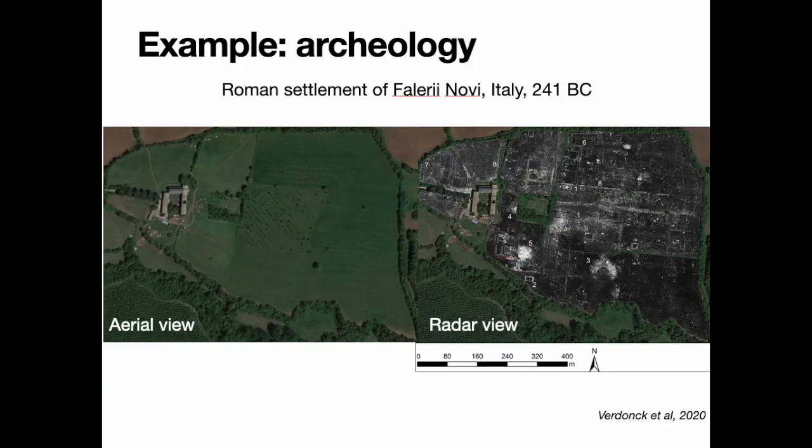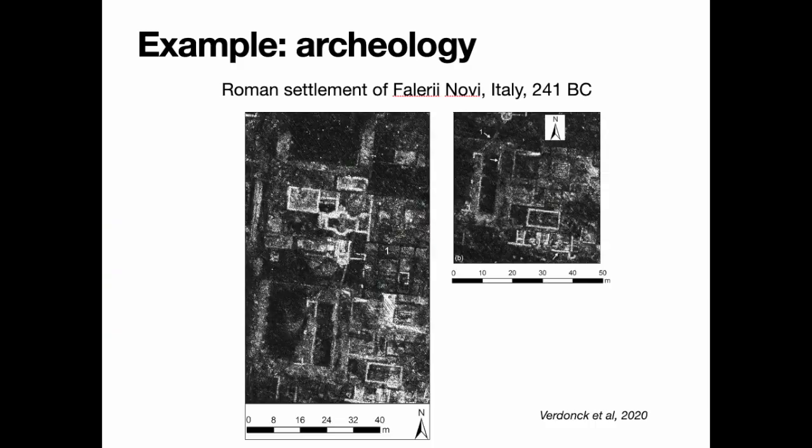And what the authors of this paper have done is a radar survey. So you see the aerial view on one side and the radar view on the other side. They carried out a high resolution radar survey, and you see a lot of structures in there. And in fact, if we zoom on some parts of this radar image, one can recognize the structure of the different buildings that used to be part of this town of Faleri Novi.